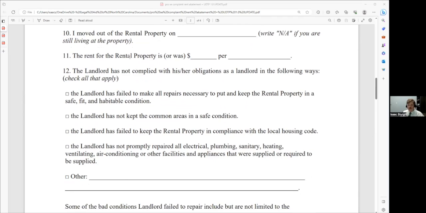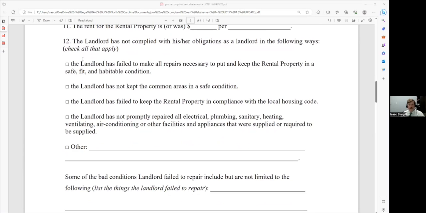Listing the rate of rent for the property is important. So you're going to put how much it is, whether that's monthly or weekly. So let's say it could be $1,000 per month, or it could be $200 per week. But it's important to let the court know how much the rent is, because what this claim is asking is for the court to make the landlord give some of that rent back. And here's where we get to what the landlord did wrong, or what the tenant is alleging that the landlord did wrong on this form.